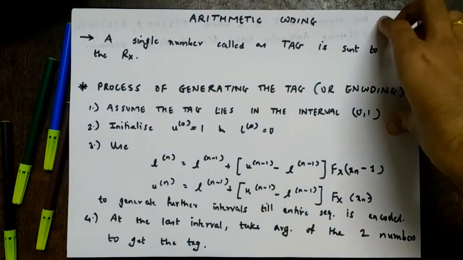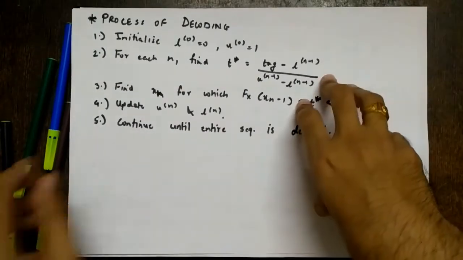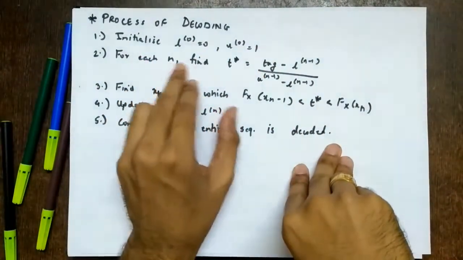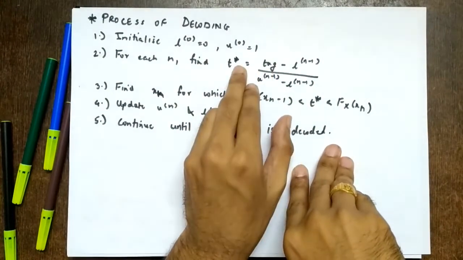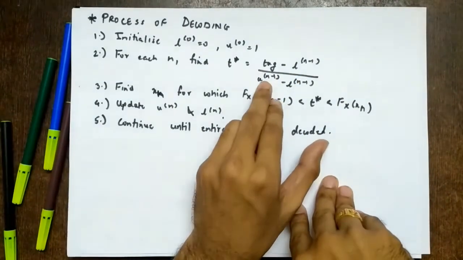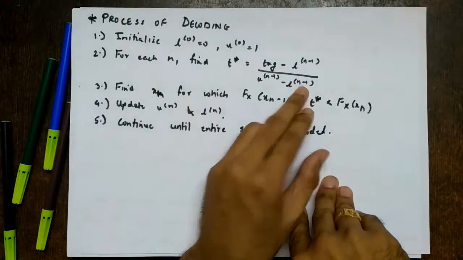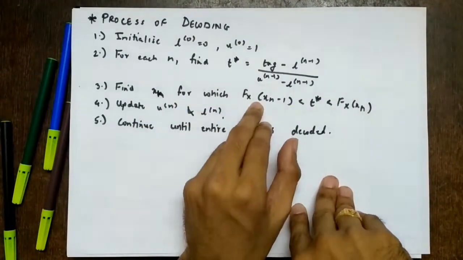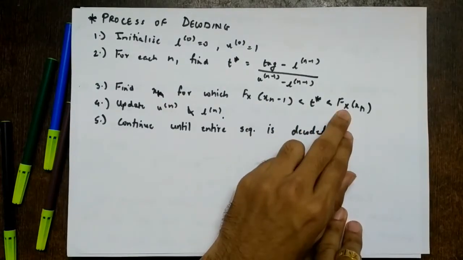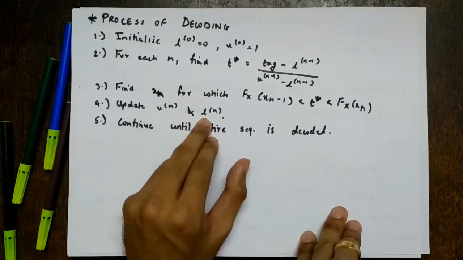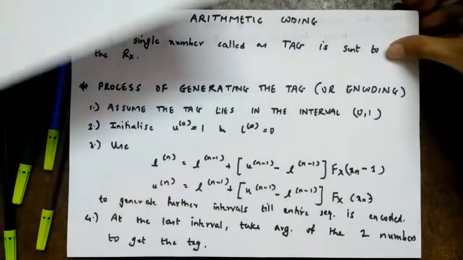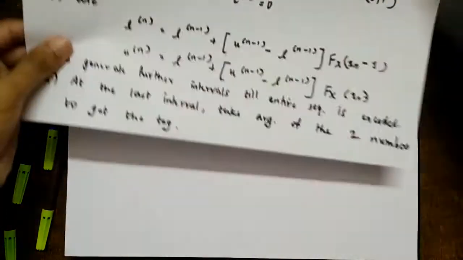Then comes the process of decoding. Again, we almost follow the same procedure. We first initialize L0 as 0, U0 as 1. Then for each n, we find T star, which we can call the dummy tag. It is equal to (tag minus L of n minus 1) upon (U of n minus 1 minus L of n minus 1). Then for each n, we find x of n such that T star lies between Fx of x of n minus 1 and Fx of x of n. Then we again update U of n and L of n and continue until the entire sequence is decoded. Many of you might not have understood, so we'll directly jump to an example and try to understand this.